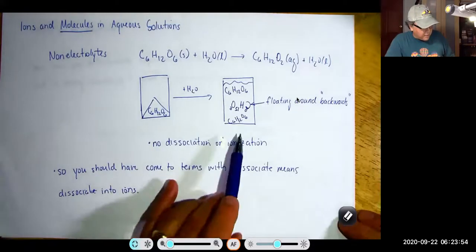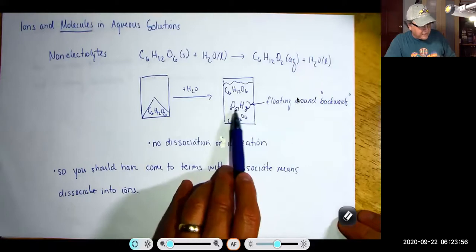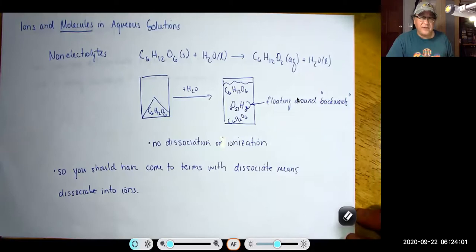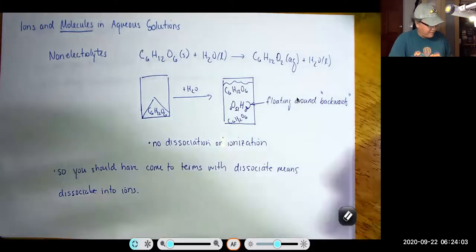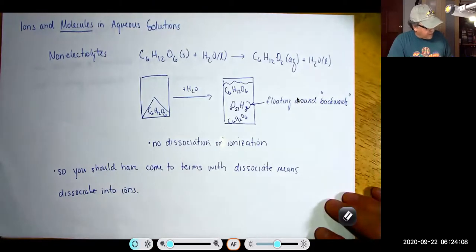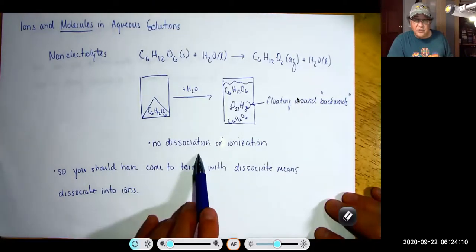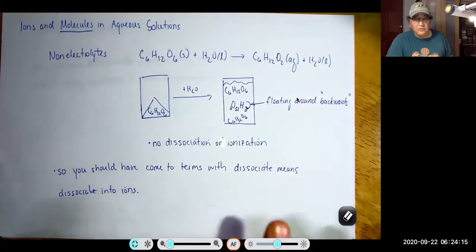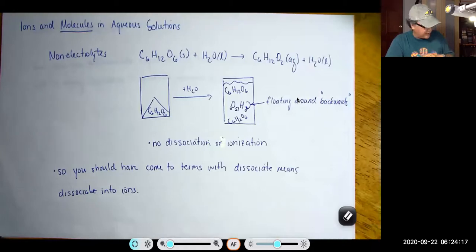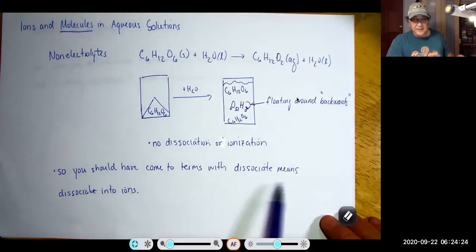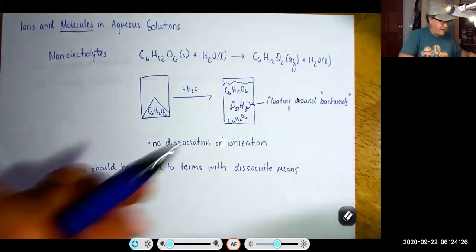Now here I kind of wrote one of the formulas backwards to hopefully give you the idea that glucose molecules don't all float the same way. They kind of float however. I should have written one upside down also. Okay, so there's no dissociation or ionization. These mean the same thing, so it really shouldn't be an or, it should be a slash, no dissociation/ionization. So you should come to terms with what dissociate means. It means dissociate into ions.